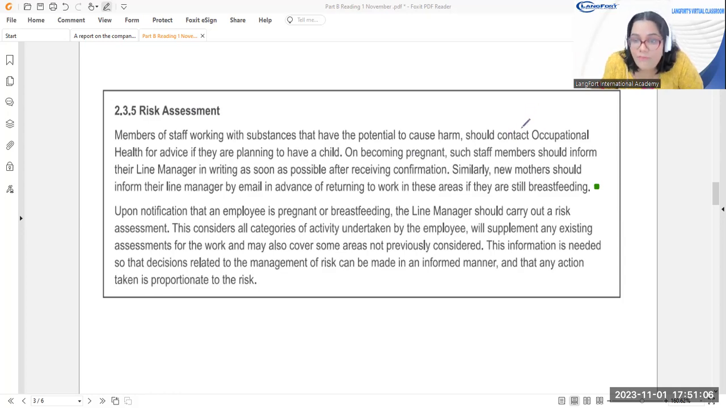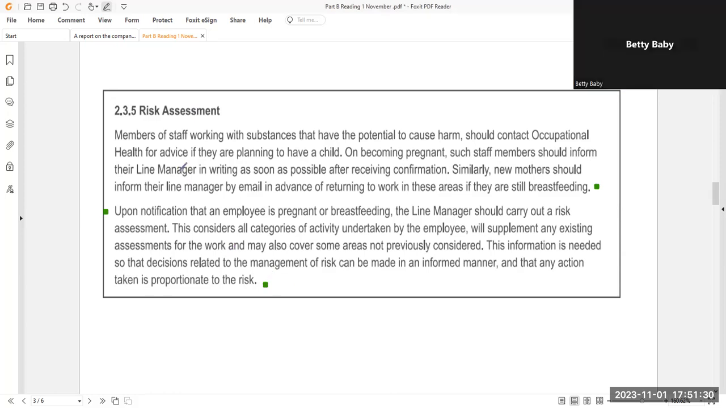Okay, so in the same way, new mothers should inform their line manager by email in advance of returning to work in these areas if they're still breastfeeding. So if the staff are new mothers and they're still breastfeeding, they need to inform in advance, through an email, that they're coming back to work. Okay, all of you clear? Okay, last paragraph, Betty, second paragraph.